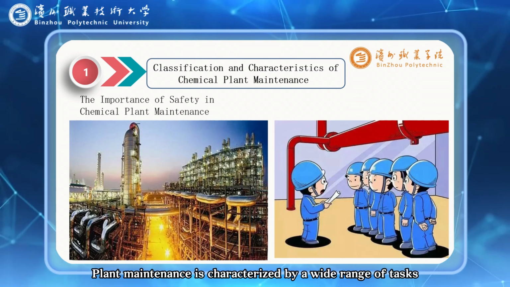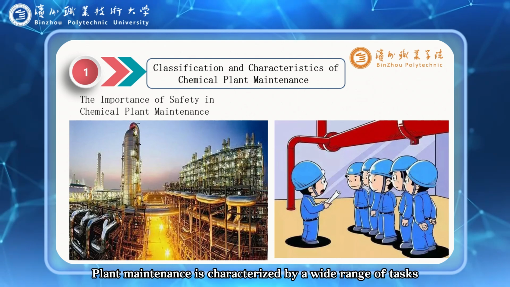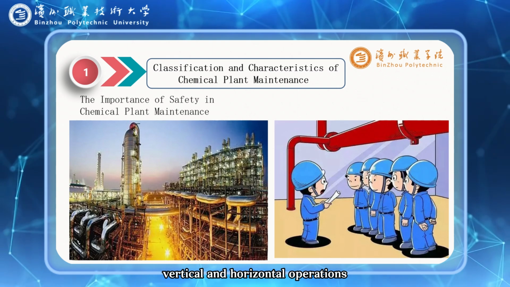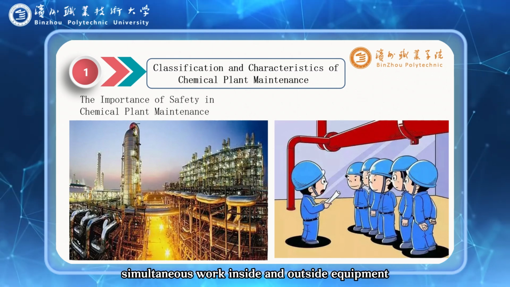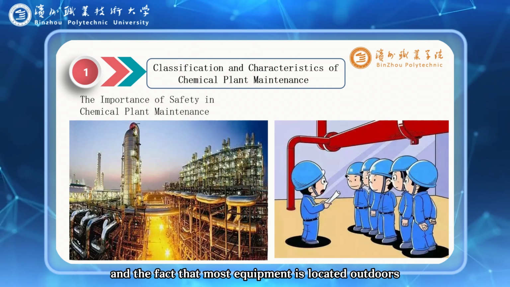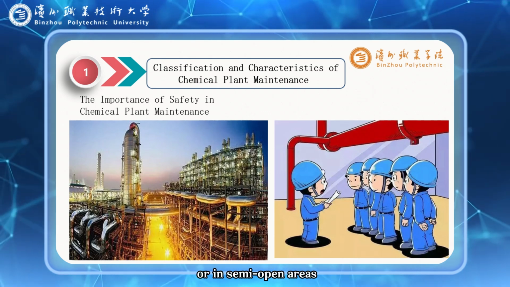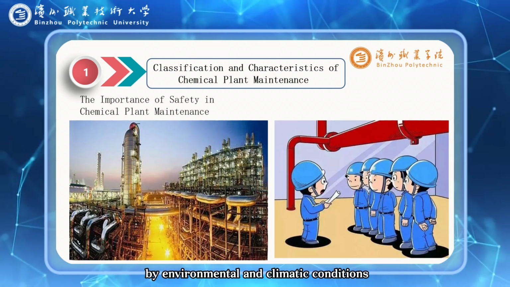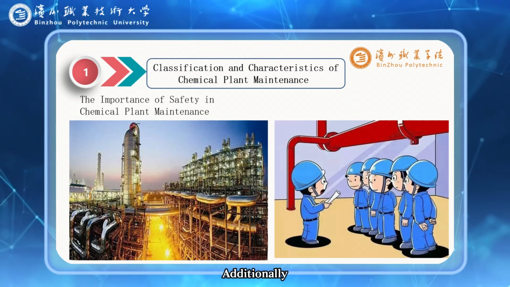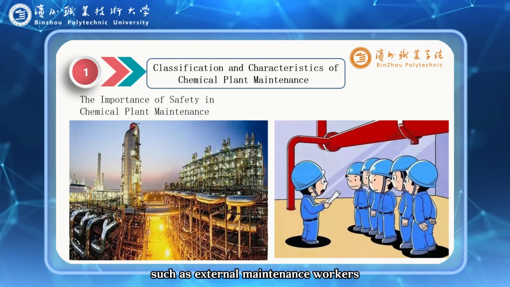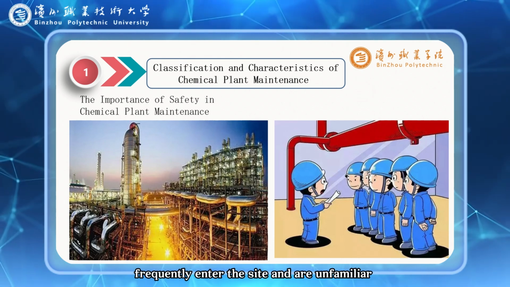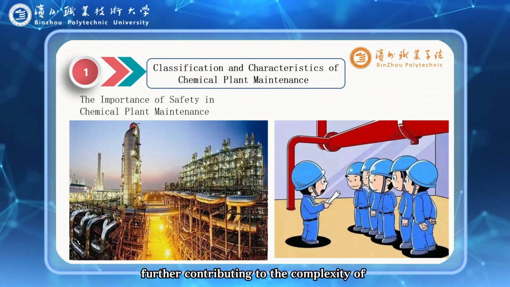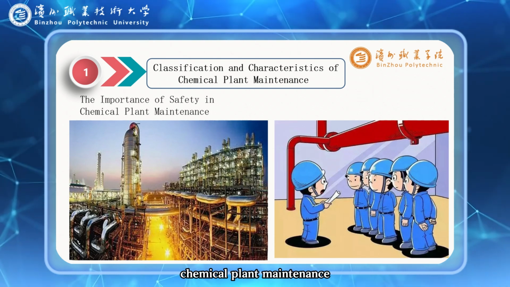Plant maintenance is characterized by a wide range of tasks, tight schedules, multiple trades, vertical and horizontal operations, simultaneous work inside and outside equipment, and the fact that most equipment is located outdoors or in semi-open areas. Maintenance operations are constrained by environmental and climatic conditions. Additionally, temporary personnel, such as external maintenance workers, frequently enter the site and are unfamiliar with the work environment, further contributing to the complexity of chemical plant maintenance.